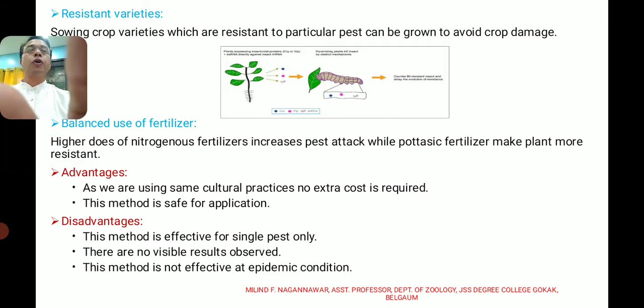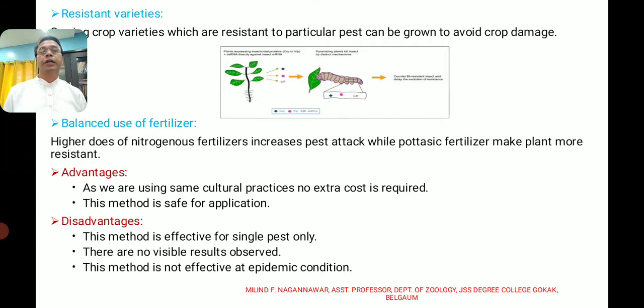Then the balanced use of fertilizers. Usually nitrogen fertilizer increases the pest attack, whereas potassic fertilizer, the absorbed form of potassium, makes the plant more resistant to pests. If you use potassic fertilizer, it will give more resistance to the plants. Is it clear? So the balanced use of fertilizer should be carried out.